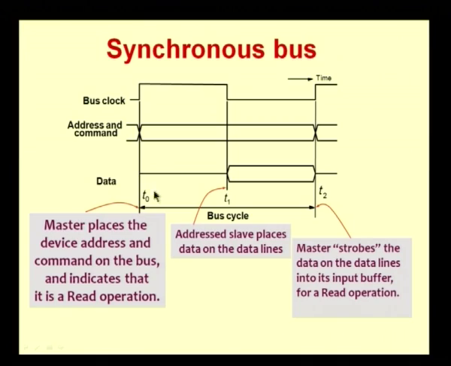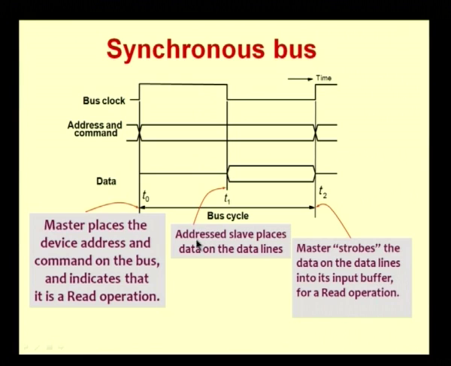Okay. So, what can happen in a synchronous data transfer is that at this time t0, that is at the beginning of the clock pulse, the master could place the device address and the command on the bus, and indicate what kind of an operation it is. In this case it is a read operation, for instance. So, the address and command is provided at t0, placed on the bus. We know that at t0, that is at the rising edge of the bus clock, the address and command are placed on the bus, and then at t1, which is the falling edge of the clock.